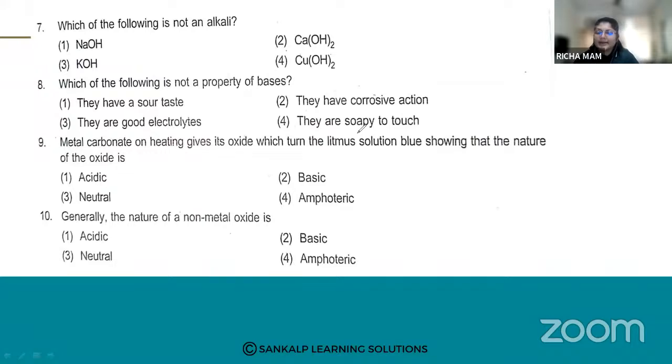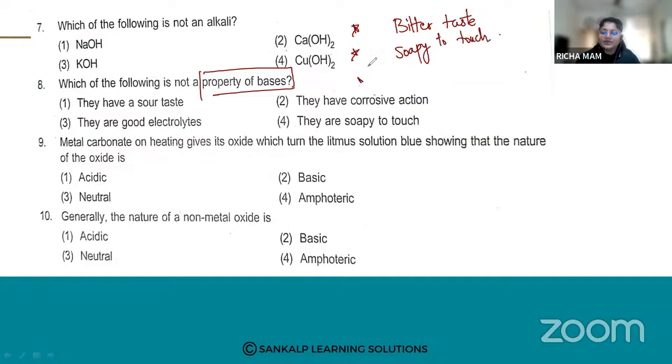Property of bases. So when we discuss the properties of bases, the first property is the taste. So how is the taste? Bases have a bitter taste. Then when you touch them, they are soapy to touch. And what is the color change? It will change red litmus blue.